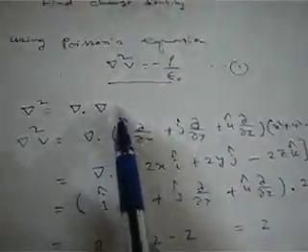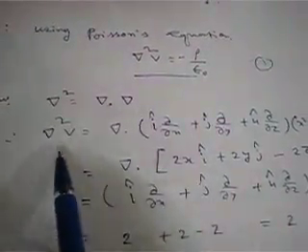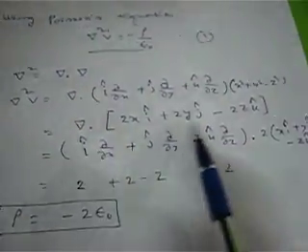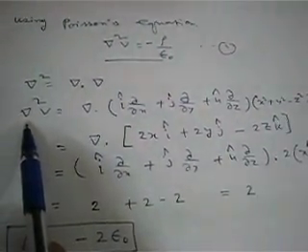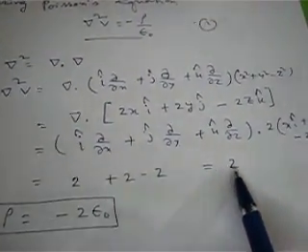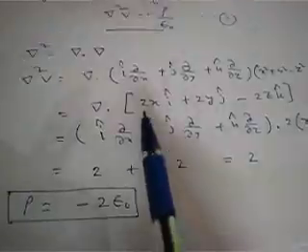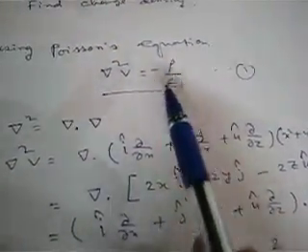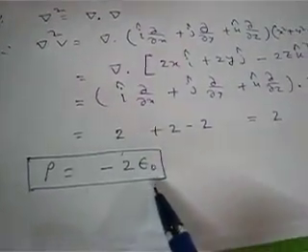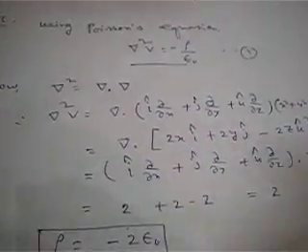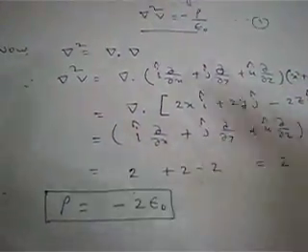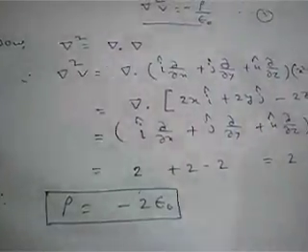Applying this Poisson's equation, let us first find del square V. It is a simple vector relation. Applying the formula of del square V, we have calculated its value, that is 2. Putting this value 2 over here, the value of rho is found to be minus 2 epsilon naught. So this is another type of problem. Rho or charge density is minus 2 epsilon naught. You may consider its mod value also.